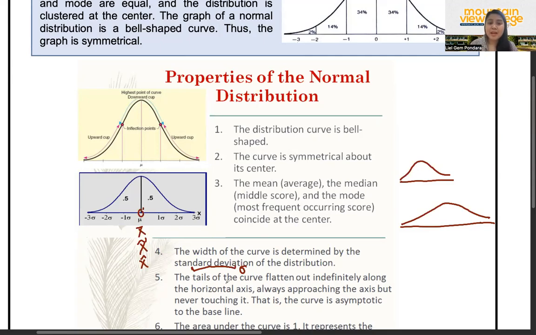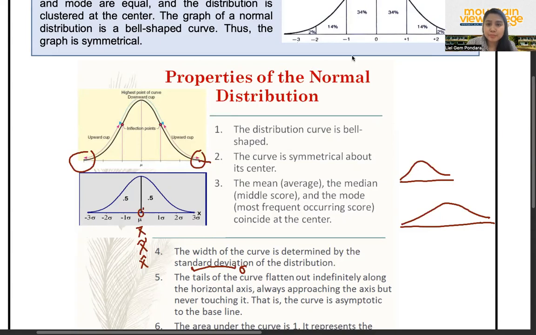Next, number 5. The tails of the curve flatten out indefinitely along the horizontal axis, always approaching the axis but never touching it. The curve is asymptotic to the baseline. It means that in these ends, we say in the tails, these are asymptotic. It means it never ends. And the tail of the bell will never touch the horizontal axis. It might be a very small distance, but it never touches.